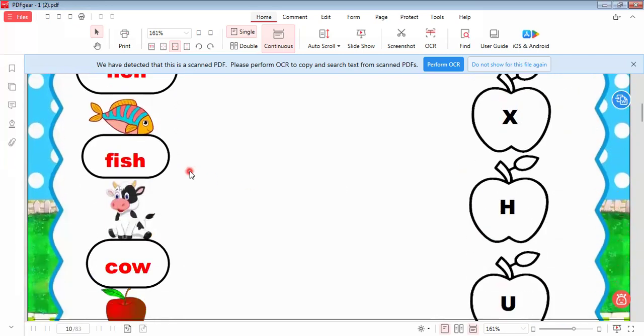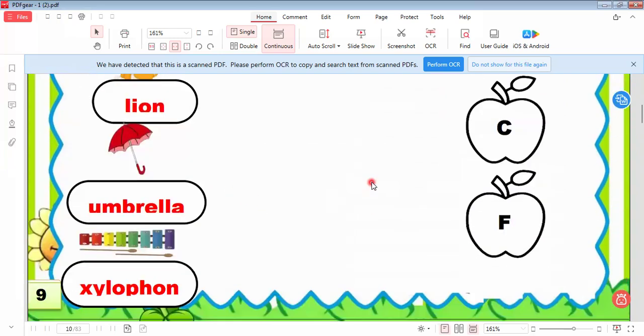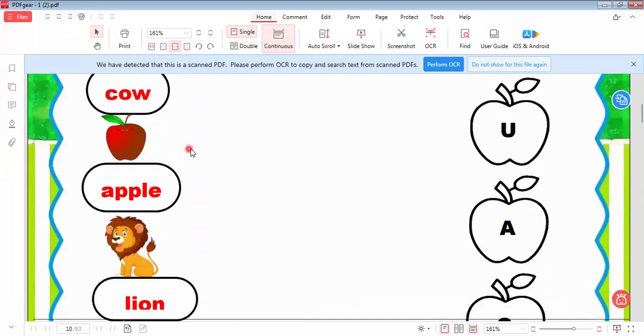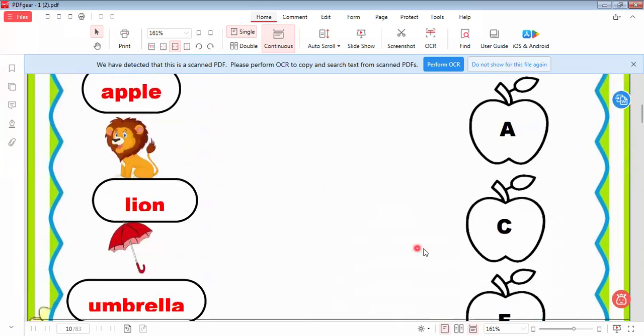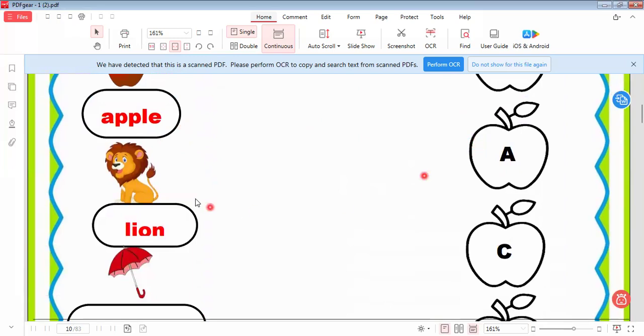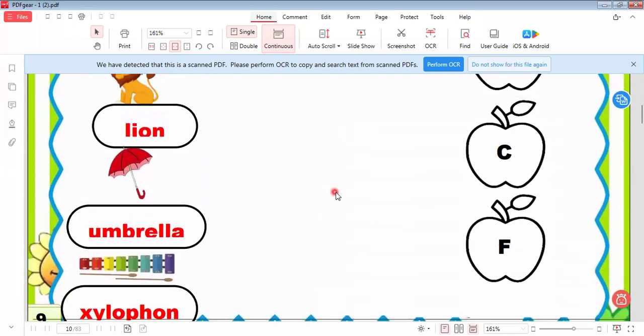Let's go to another one. Here is the word, and here are the letters related to this word. Here we have fish. So fish started by letter F. So I select fish by letter F. Here is apple, started by letter A. You are clever people. Lion, started by letter L.